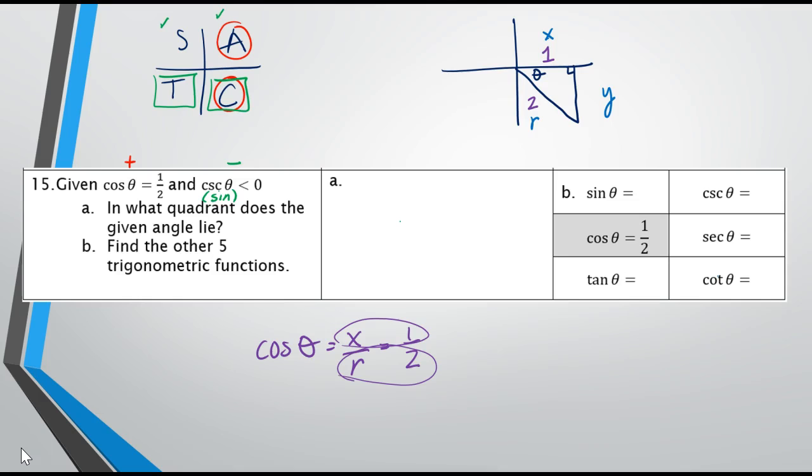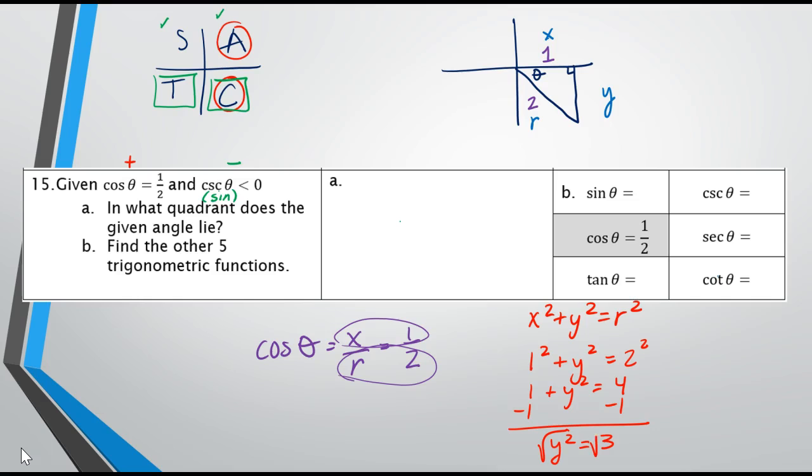And in order to do that, I'm going to use the Pythagorean theorem. So I'm going to use x squared plus y squared equals r squared. I now know that x is 1, y I still don't know, and r is 2. So 1 squared is 1, 2 squared is 4. If I subtract 1 from both sides, I get that y squared is equal to 3. And then if I take the square root of both sides, I get that y is equal to the square root of 3.